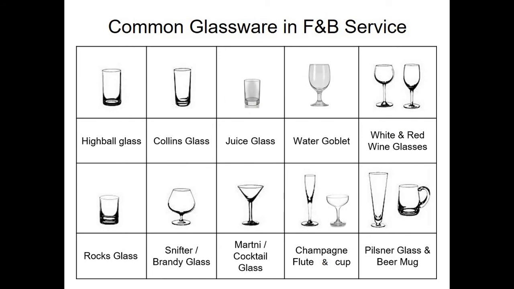After getting to know the common types of beverages, let us also look at the common glassware used in a service. As you see, except for the highball glass, Collins glass, juice glass and water goblet which are used to serve non-alcoholic drinks, the rest are used for alcoholic beverages. You may also notice that some glasses in this illustration, for example, the water goblet, champagne flute and wine glasses, come with a stem, separating the body of the glass and the base.